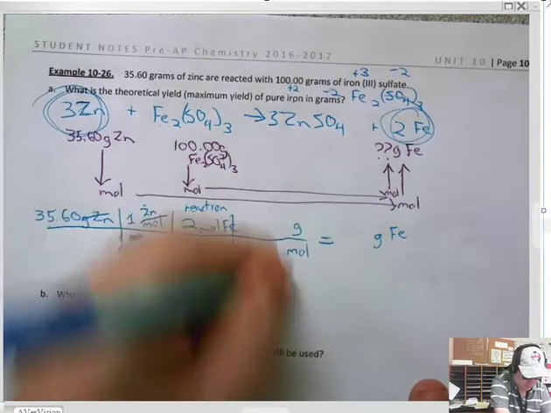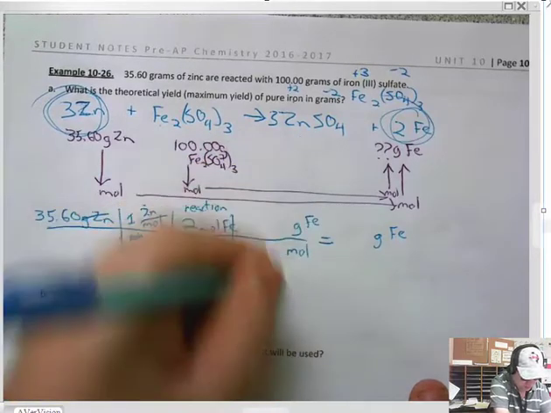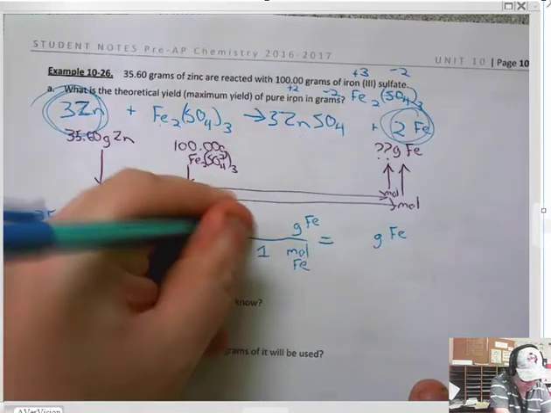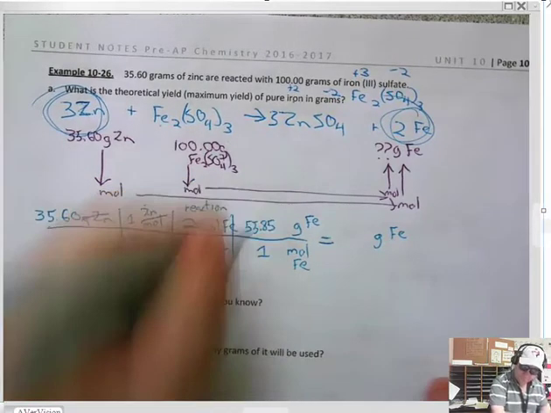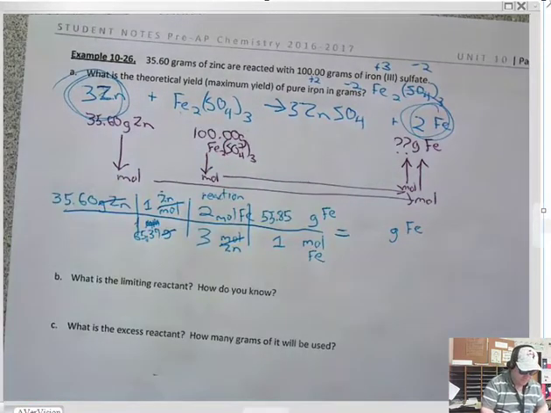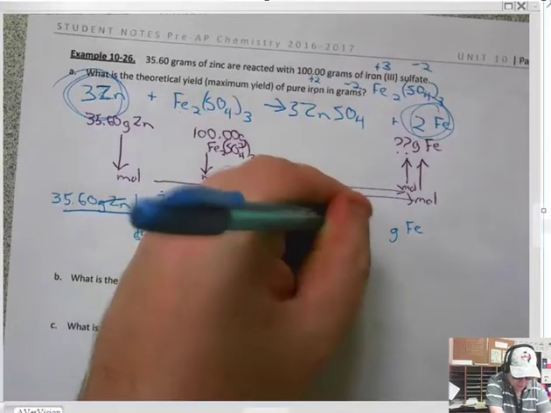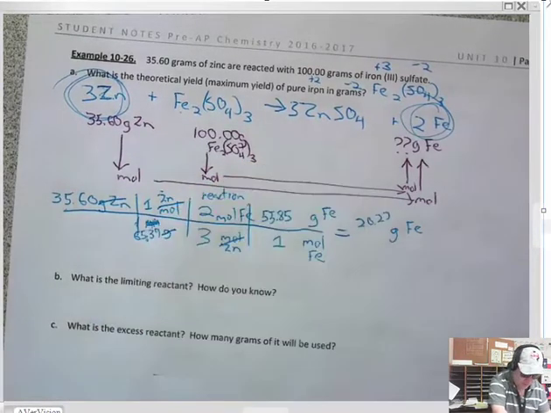What are we going to convert to? Grams. Iron. 1 mole according to the tape is 55.85 grams of iron. That's the molar mass of iron. Multiply, divide, multiply, divide, multiply, divide. We get an answer of 20.27 grams of iron.